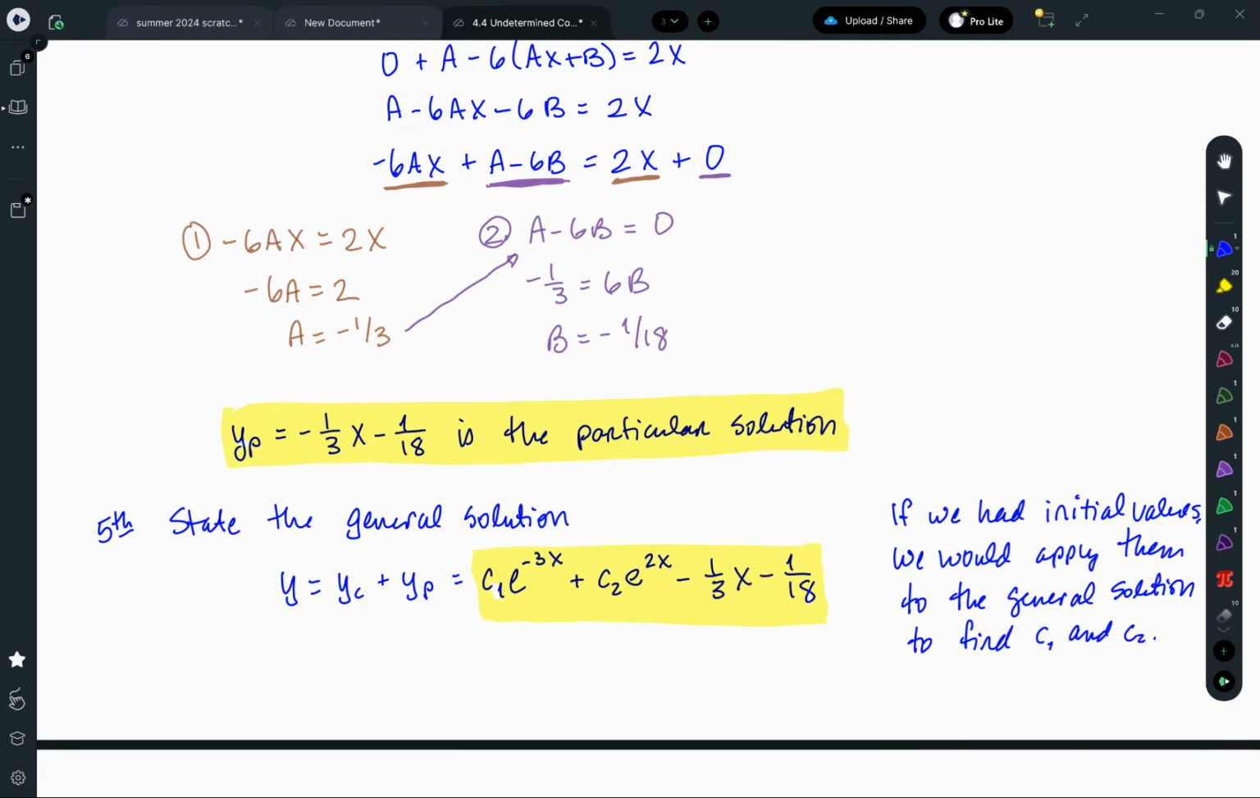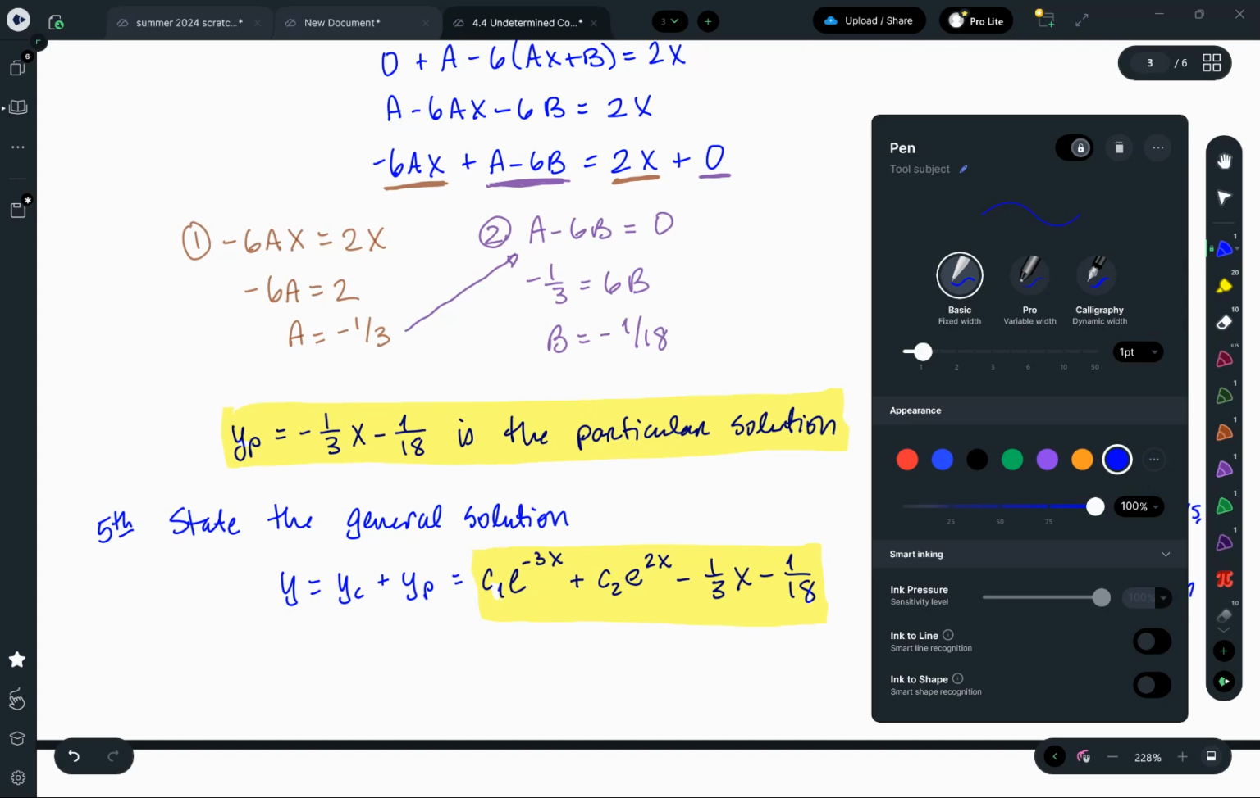Okay, so this problem really harped on many of the different things that I brought up that are important. The comparison of y sub p with y sub c, looking at y sub p and y sub c as two separate things that come together to form the general solution, and then when we would apply any initial values if we were given any. Okay, next question.